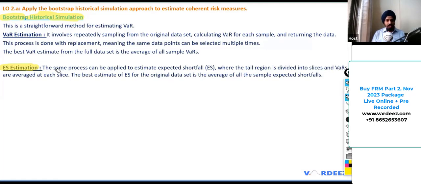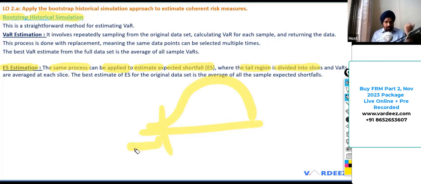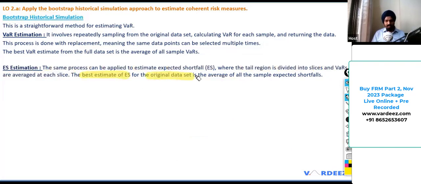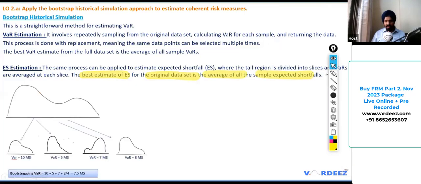So if we read this out, it's the same process that can be applied to estimate the expected shortfall, where the tail region is divided into slices. If you have a tail like this, you divide that into slices, and you just take the average of everything above the VAR. So this is for the first sample. Then you do it for the second sample, third sample. And the best estimate is the average of all the expected shortfalls that you would have calculated.